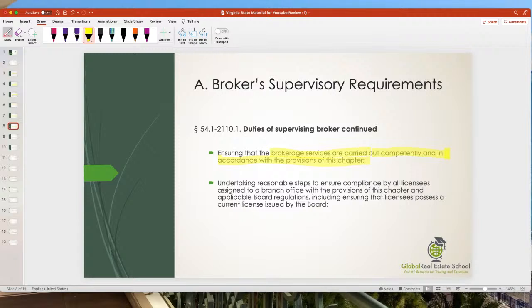And then undertaking reasonable steps to ensure compliance by all licensees assigned to the branch office that are within this provision. Today, there are some great tools. Our office uses a tool called SkySlope. And what's great about SkySlope is as an agent gets a new listing or gets a sales contract, they can upload those documents to SkySlope. We then have internal staff who looks at all of those documents. They have a checklist. They're looking to make sure that all of those forms are completed correctly, following that video that we share with the agents so that they know how to complete the contracts.